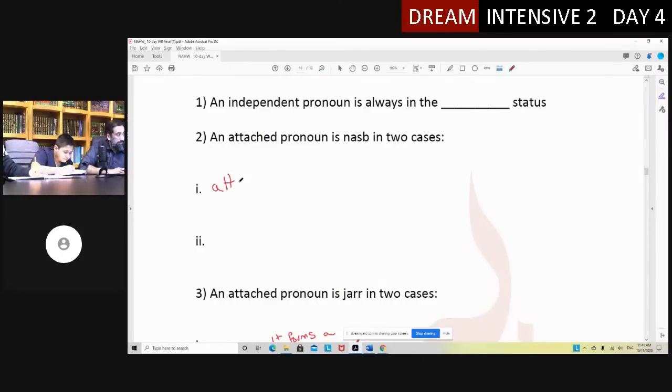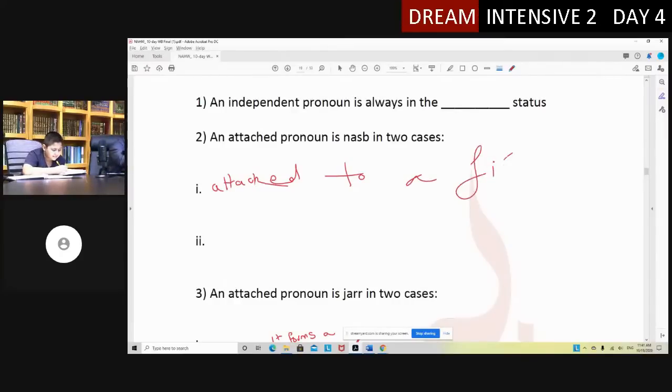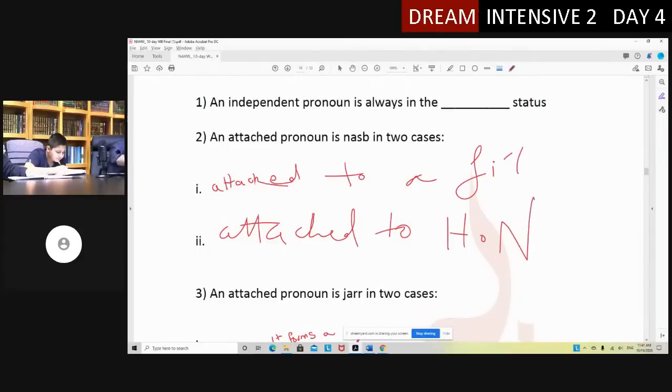Attached to a fi'l, which we will discuss in detail later on. If it's attached to a fi'l, it's got to be nasab. An attached pronoun can only be nasab or jar. If it's attached to a fi'l, a bajillion percent, it's nasab. And attached to a harf of nasab. Obviously, anything after a harf of nasab is nasab. Now, what are the harf of nasab?